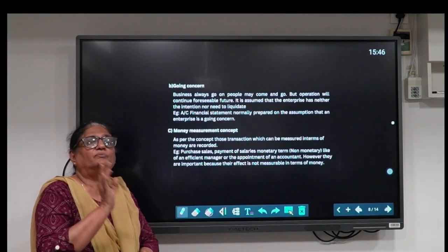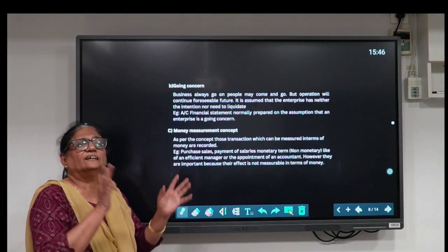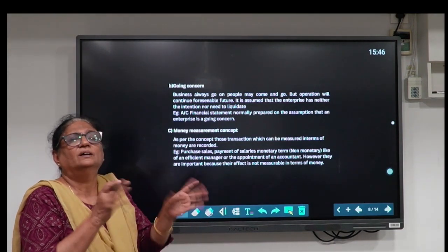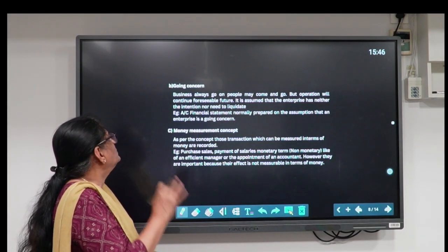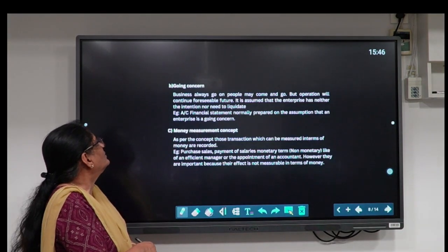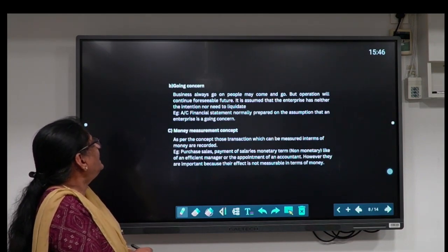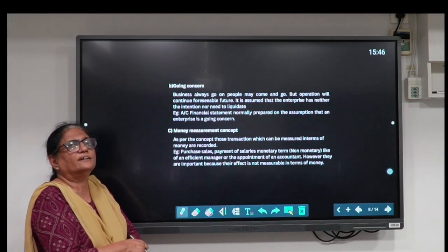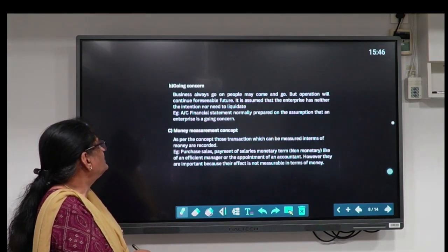If some people are leaving, it doesn't mean that we are liquidating our company or our firm. No, we will not do that. Foreseeable future means it keeps going on. Financial statements are normally prepared on the assumption that an enterprise is always a going concern. Fine.